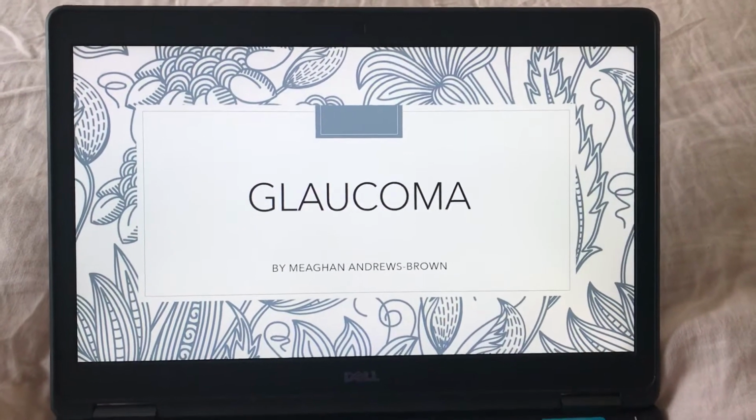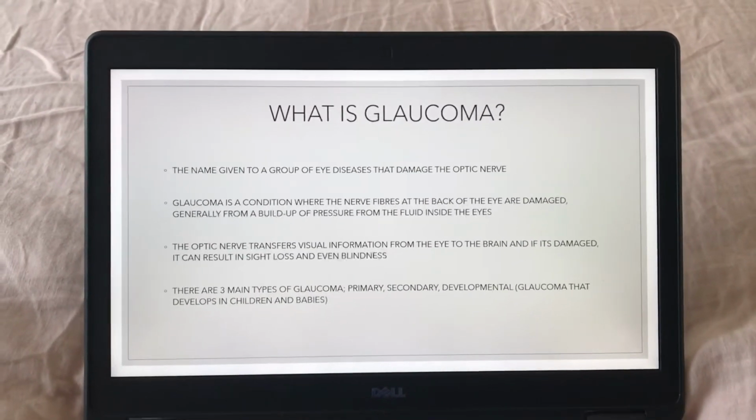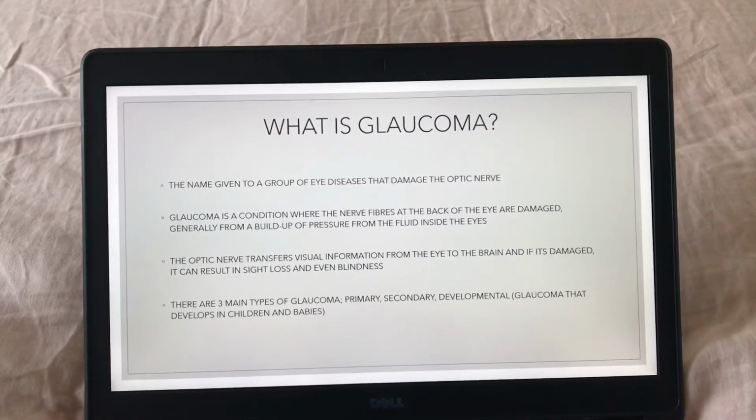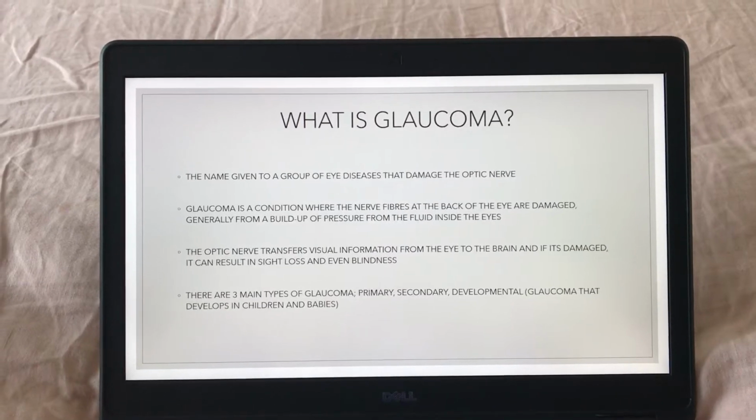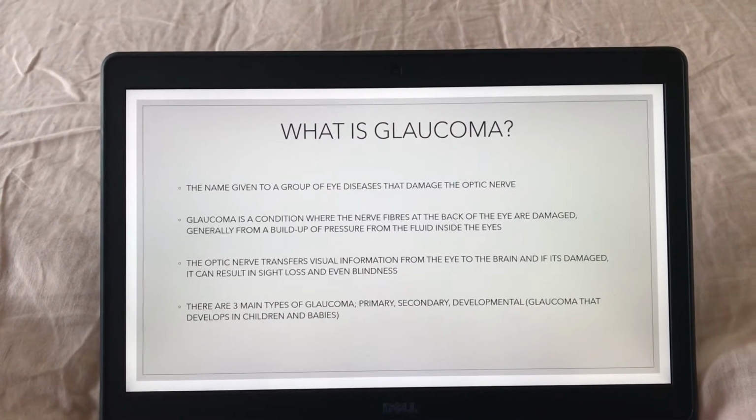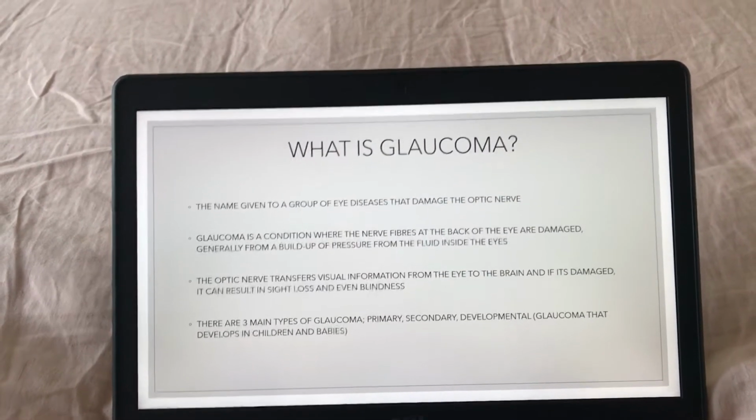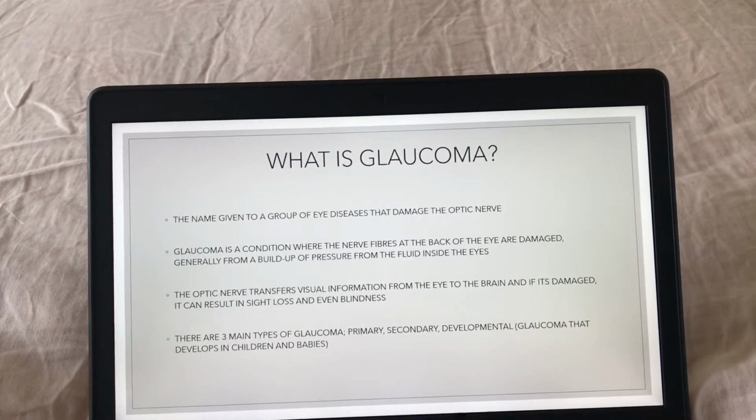So what is glaucoma? It's the name of a group of eye diseases that damage the optic nerve. The optic nerve transfers visual information from the eye to the brain, and if it's damaged it can result in sight loss and even blindness. There are three main types of glaucoma, so there's primary, secondary and developmental, which is in babies and children. It's a complicated disease and diagnosis is not always easy.